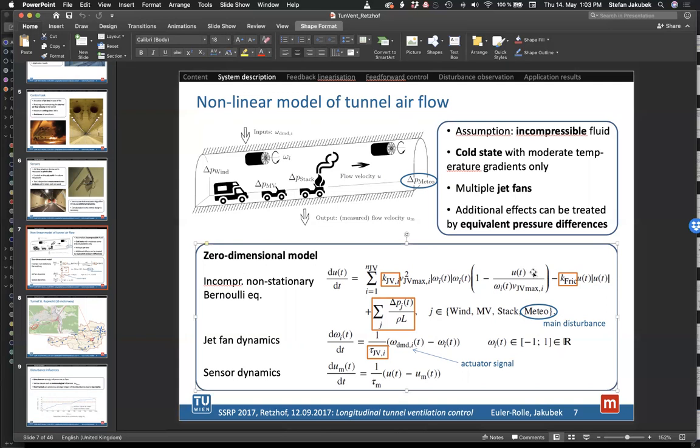Then there is another term that comes from the fans. So there's a number of fans. You can see here there is the fan speed. There is the square of the fan speed. And then there is some funny term here. And this is very important.